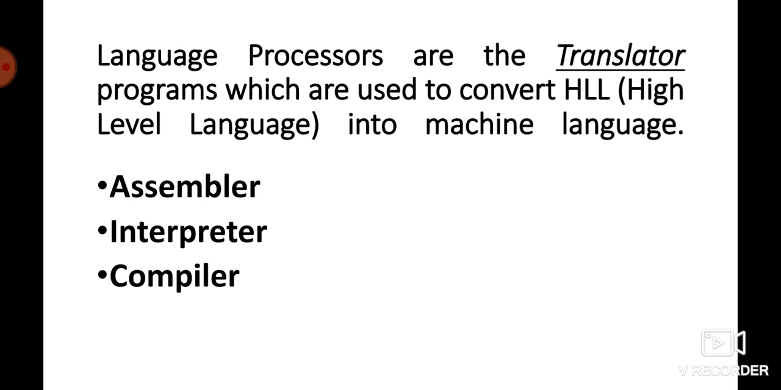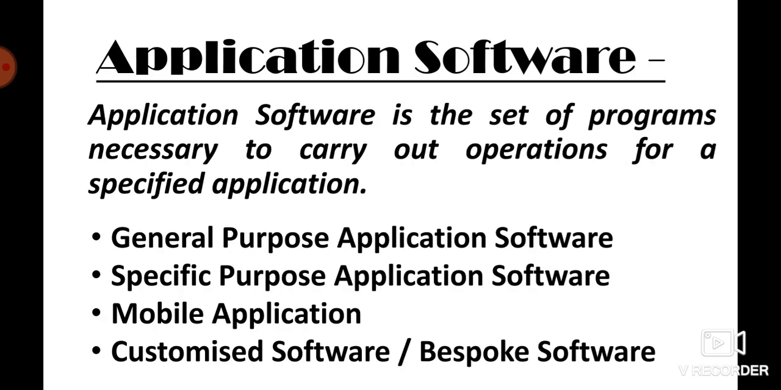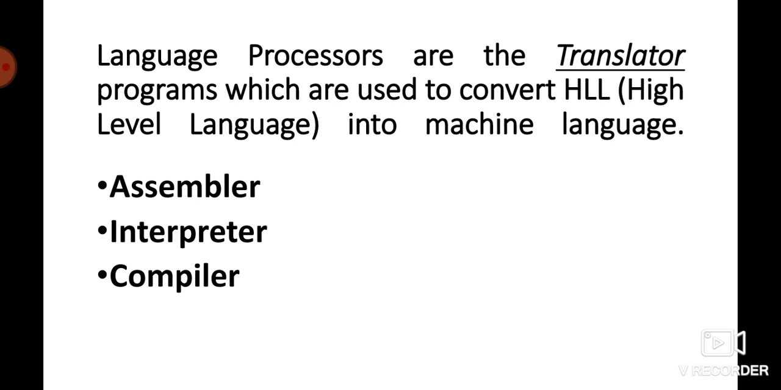So basically the languages which a user uses for making programs are called high level languages. And machine language is also called the binary language, which a system understands. So the first type of language processor is the assembler. When a user writes a program in assembly language, the assembler converts the assembly language into machine language. Those translators are called assemblers.